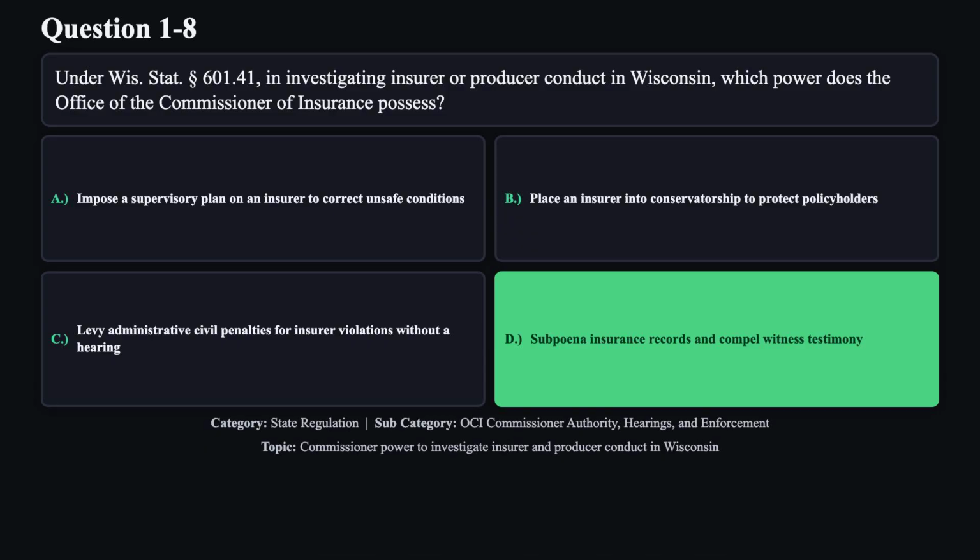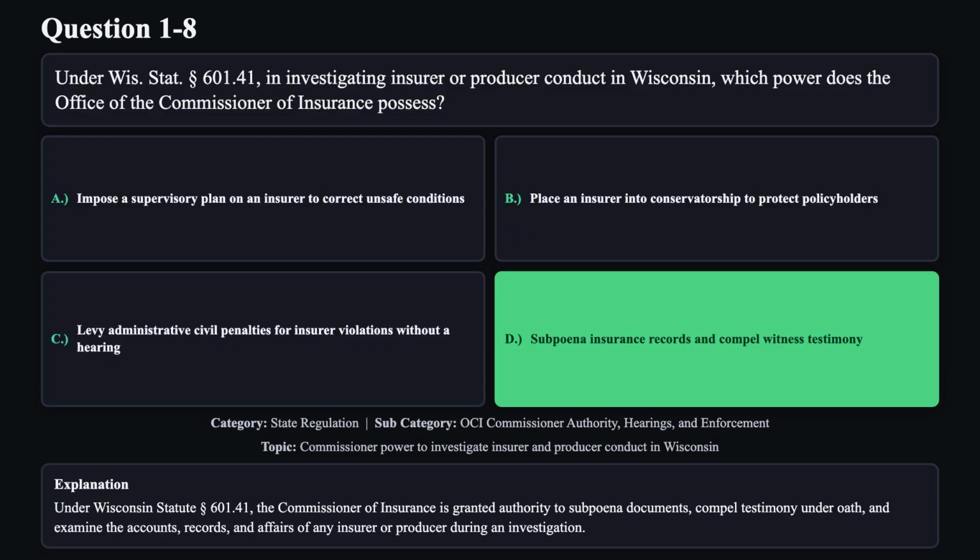The correct answer is D. Under Wisconsin Statute Section 601.41, the Commissioner of Insurance is granted authority to subpoena documents, compel testimony under oath, and examine the accounts, records, and affairs of any insurer or producer during an investigation.